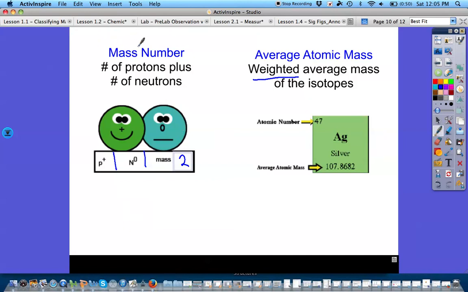Your mass number is always going to be a whole number. You're never going to have half of a proton or half of a neutron. Your average atomic mass should always be a decimal number. Even if it is 16.00 for oxygen, it still has that decimal.